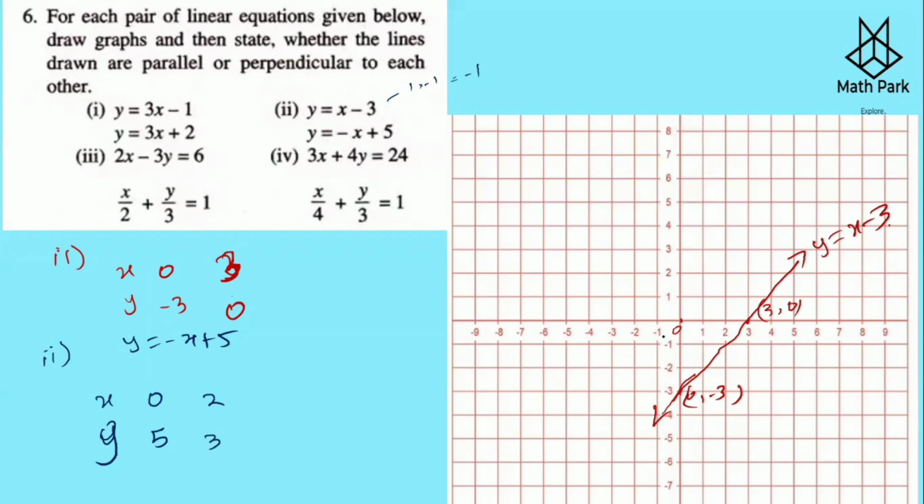2 points are enough for drawing a line. (0, 5): x is 0, y is 5. This is (0, 5). The next point is (2, 3). So x is 2, y is 3. And let us draw these two lines. When you are drawing these two lines, you can see that these two lines are perpendicular. They meet at right angles. So for the second case, the lines are perpendicular. So what do you observe here? When the product of slopes is minus 1, the lines are perpendicular.